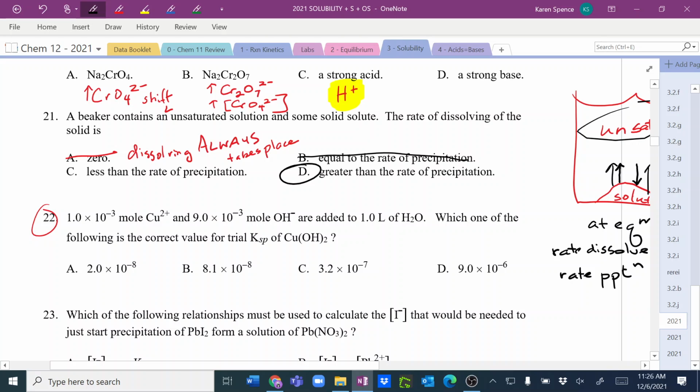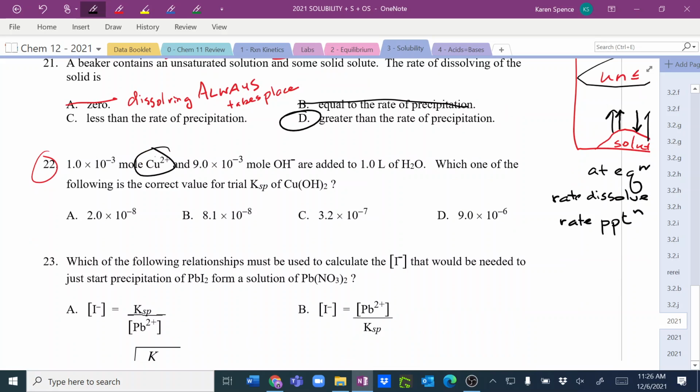Number 22. We have 1 times 10 to the minus 3 moles of copper, and 9 times 10 to the minus 3 moles of OH minus added to 1 liter of H2O. Which one of the following is the correct value for the trial KSP, CuOH2? Well, the KSP, because it is a 2 to 1, we will have copper and we will have hydroxide will have to be squared, yes? Because of that 2 there.